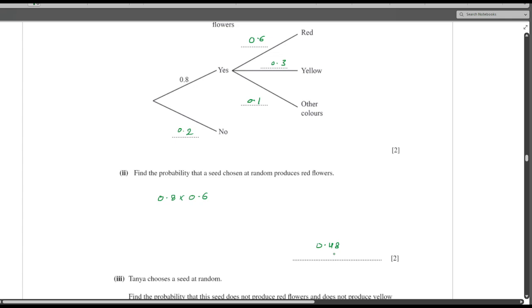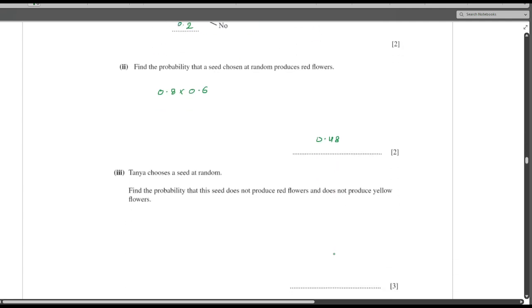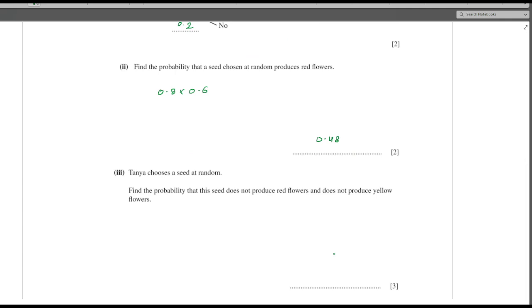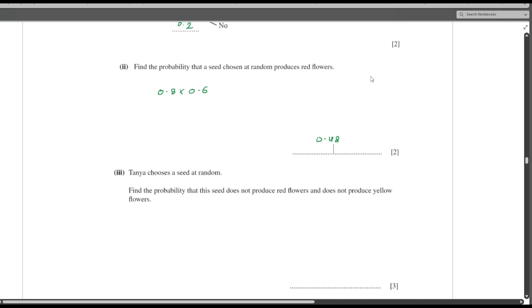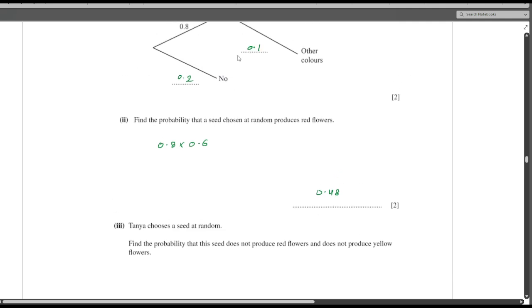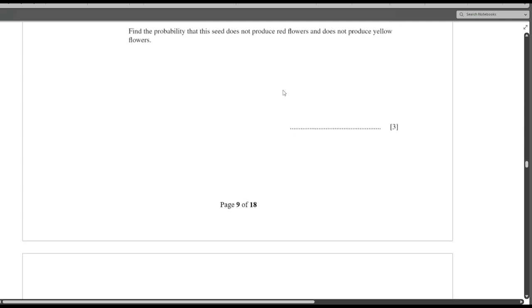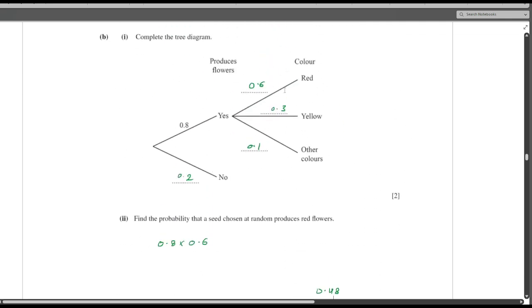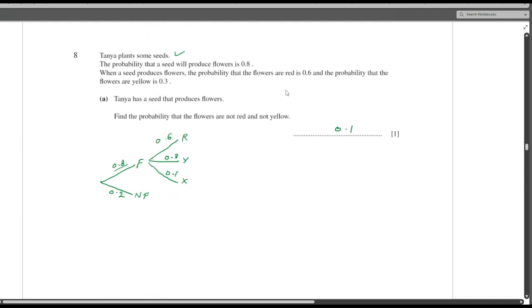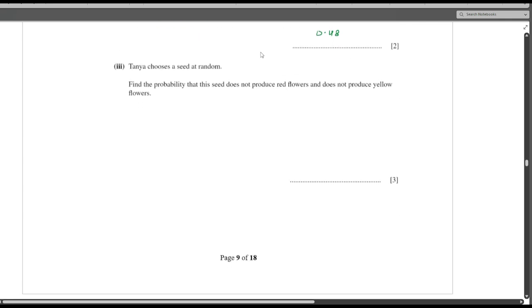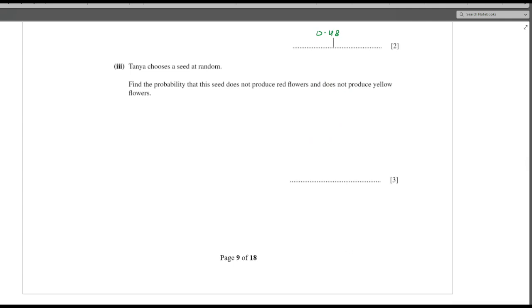Now Tanya chooses a seed at random. Find the probability that this seed does not produce a red flower and does not produce a yellow flower. That means it could produce a flower of some other color, right? Okay, this is a little confusing question. Think about it. Question number 8, third part. I will give you 1 minute to think and then we will try it.